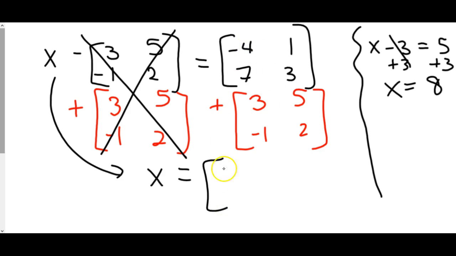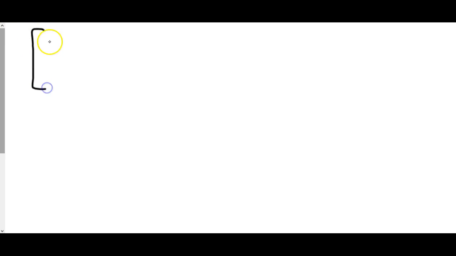And on the right side, we've got to actually add the corresponding elements together. Negative 4 plus 3 is negative 1. 1 plus 5 is 6. 7 plus negative 1 is 6. And 3 plus 2 is 5. With our matrix equations, they can switch it up a little bit and change the order around. This one we were subtracting, so we had to do the opposite of addition. But let's say we have this matrix equation.